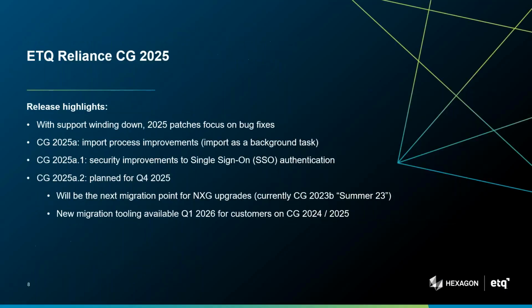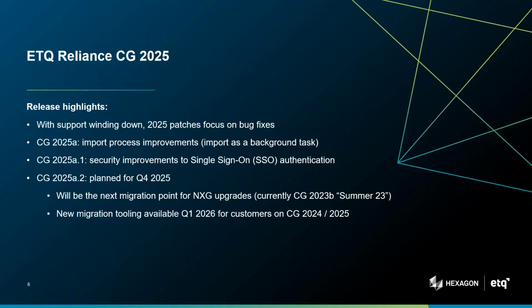With the bad news out of the way, we can get to some of the updates for CG 2025. Because support is winding down, 2025 patches focus primarily on bug fixes. CG 2025A improves the import process, making the import from a file now a background process. So what that means is, it doesn't take up your full screen. Now you can continue to use Reliance while importing a file in the background.